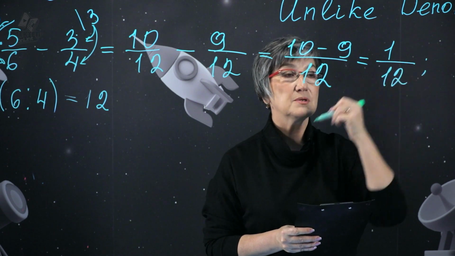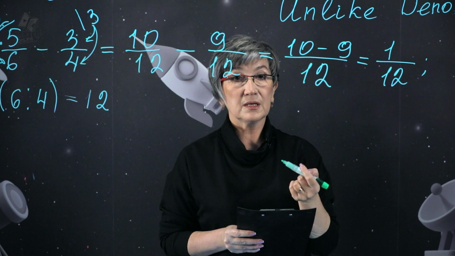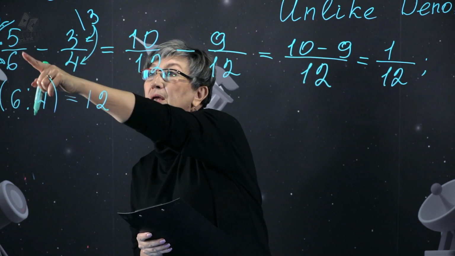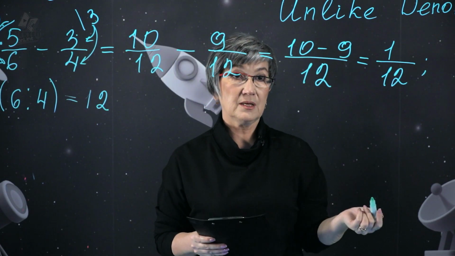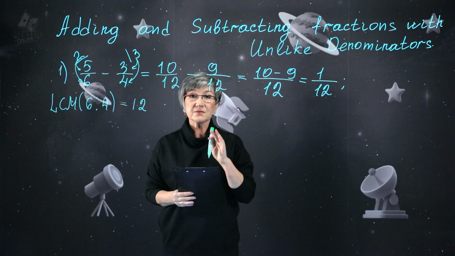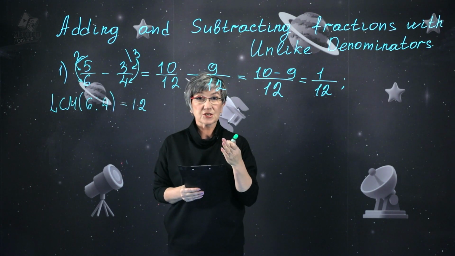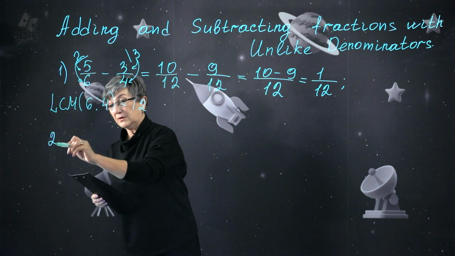Next, let's rewrite the denominators. We have 12 of them. The final answer is the fraction 1/12. Therefore, the difference between 5/6 and 3/4 is 1/12. Now, let's move on to another example. It's slightly more complex, but don't worry, we can solve it as well. So, here's the second example.